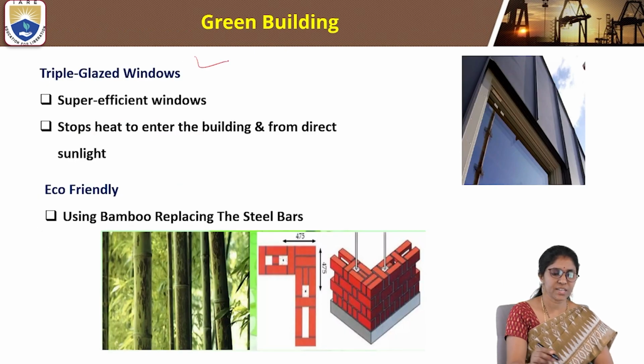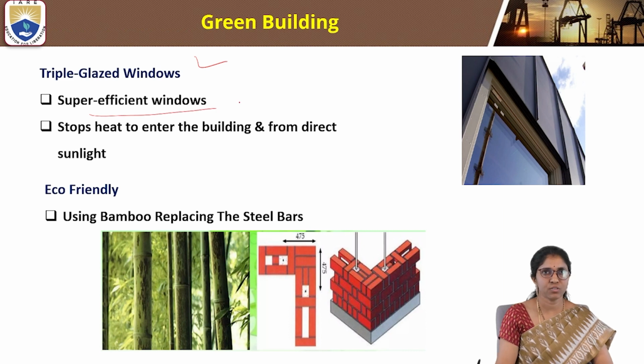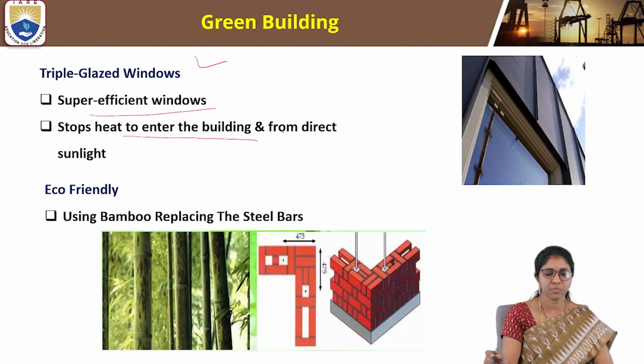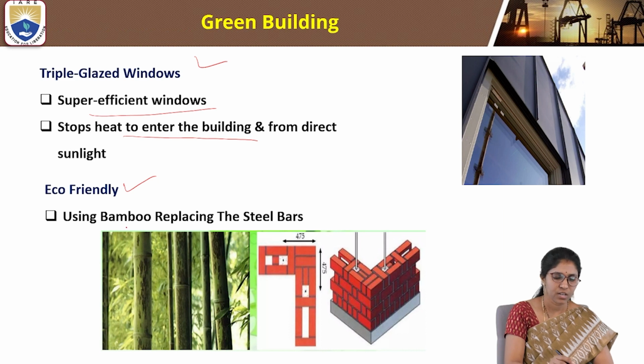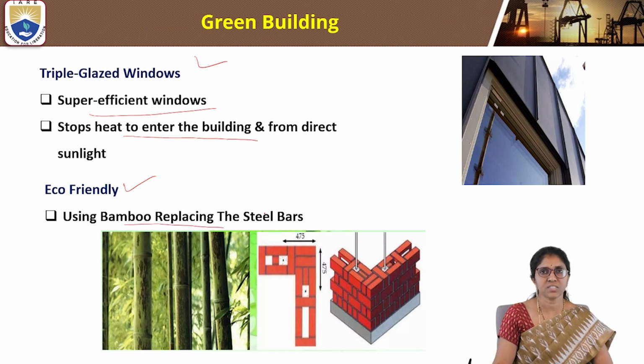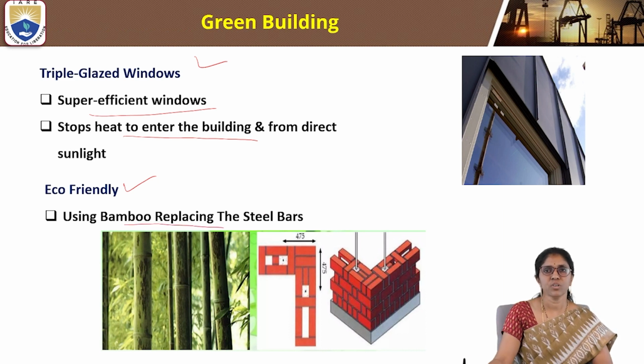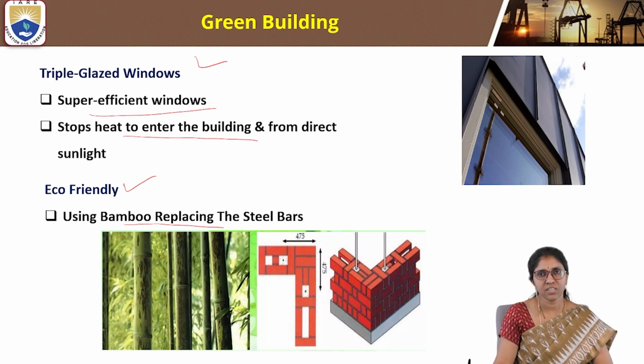Next one is triple glazed windows. These are super efficient windows that stop heat from entering the building from direct sunlight. Then eco-friendly steel bars: we use bamboo sticks to replace the steel bars. So these are the materials which are used for the construction of green buildings.